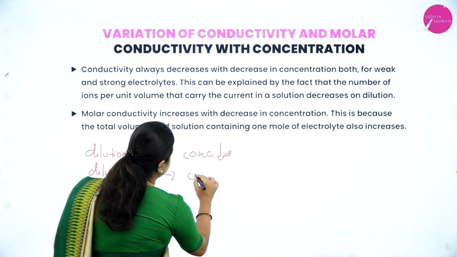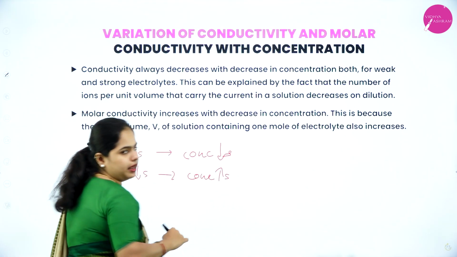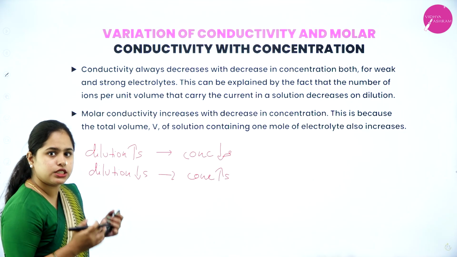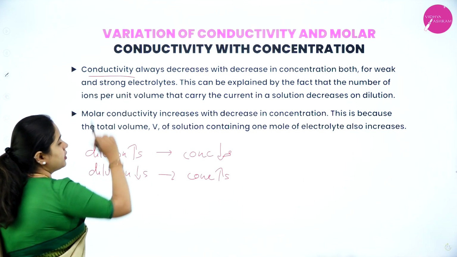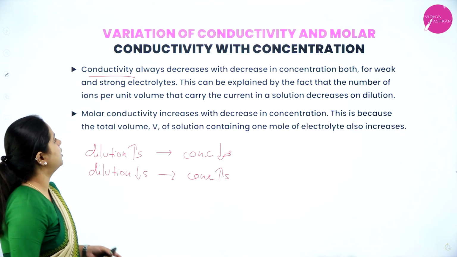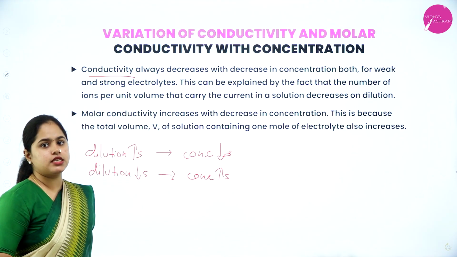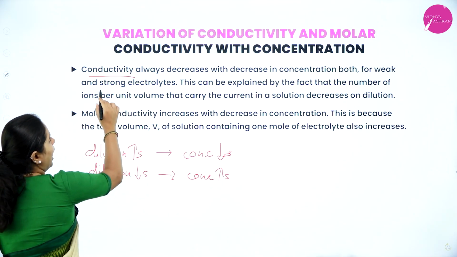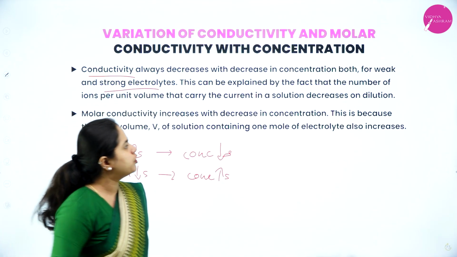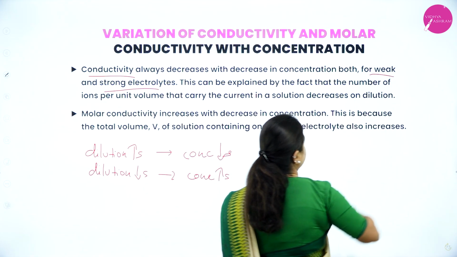Yes, the concentration is increasing, right? Yes, so I hope this relation is clear for you, right? So the conductivity, not molar conductivity, just the normal conductivity, always decreases with decrease in concentration, both for weak and strong electrolyte. So first of all, what is weak and strong electrolyte?